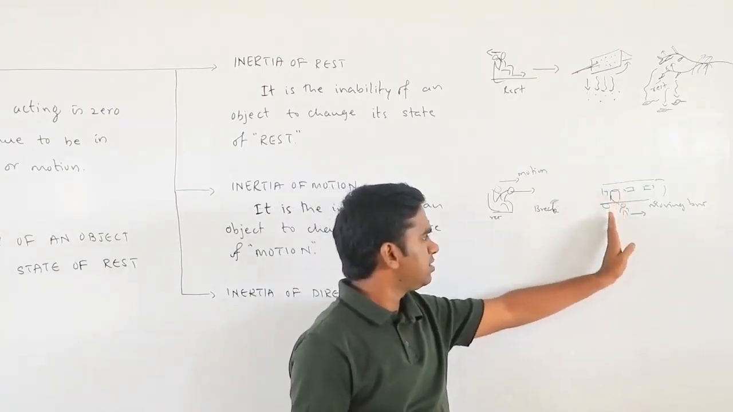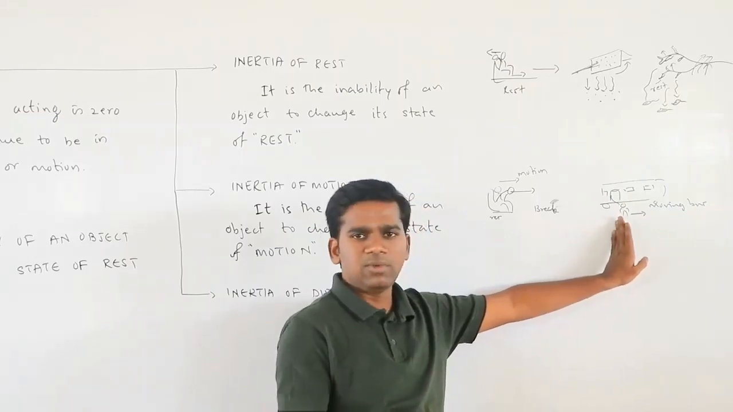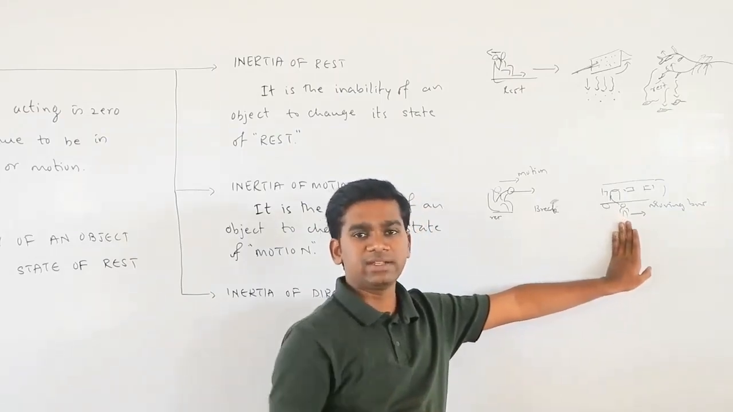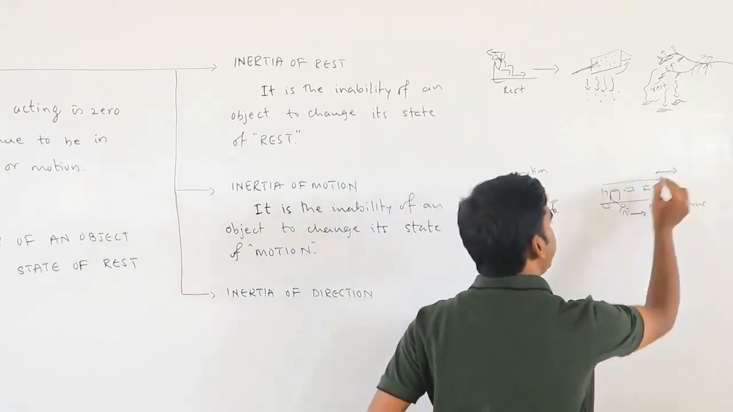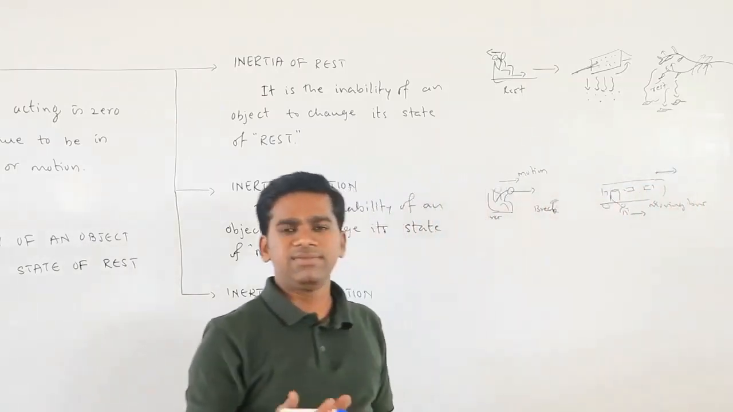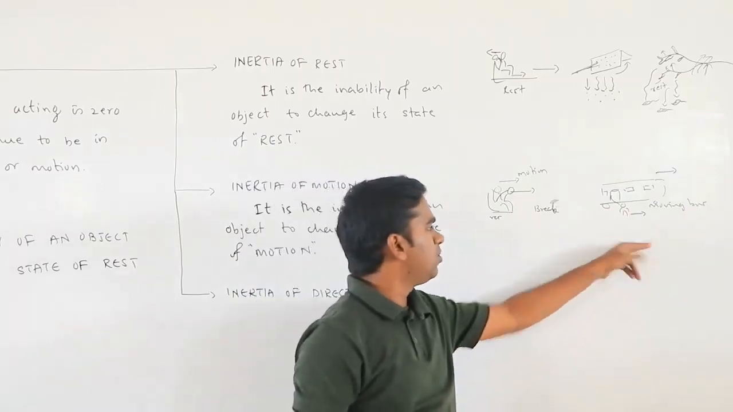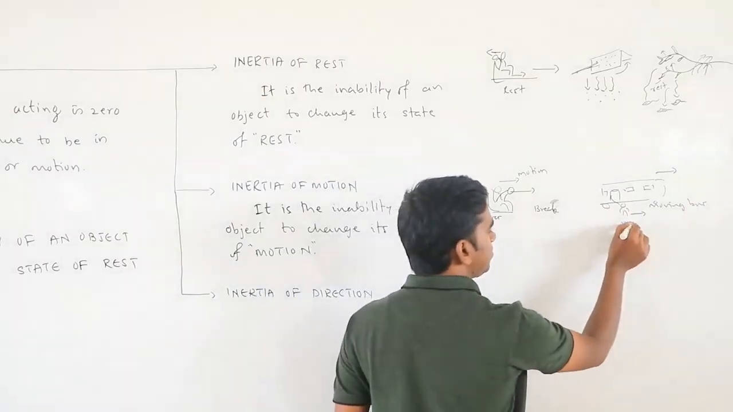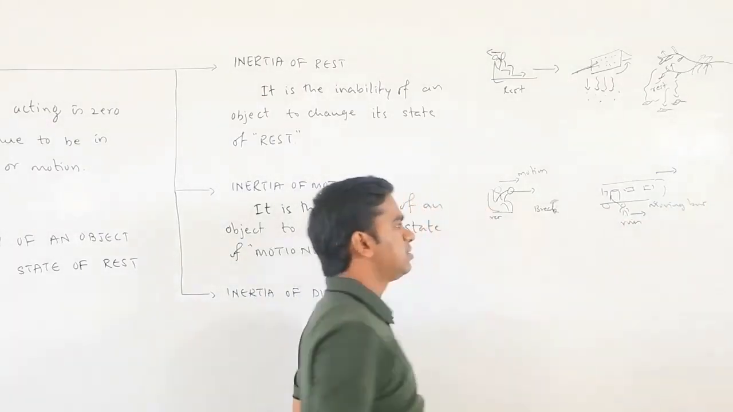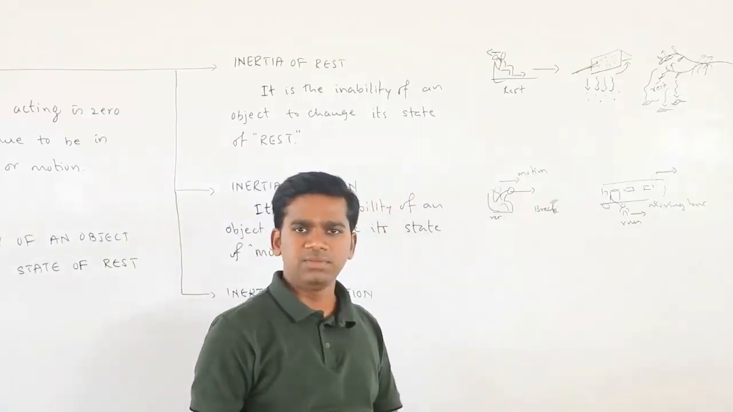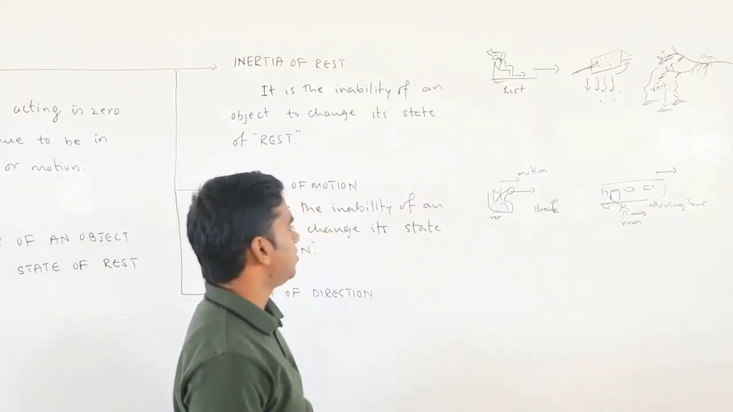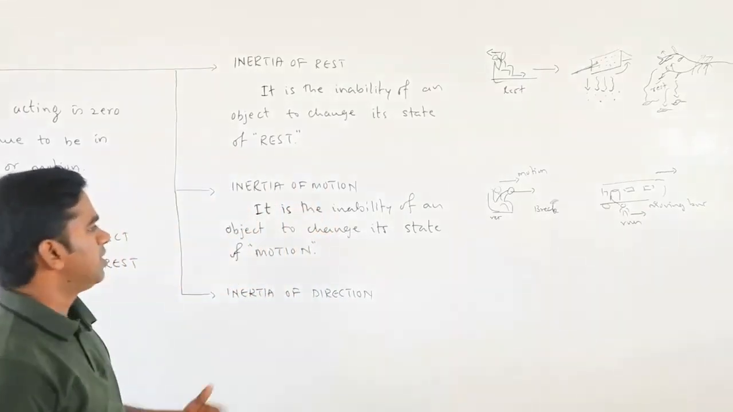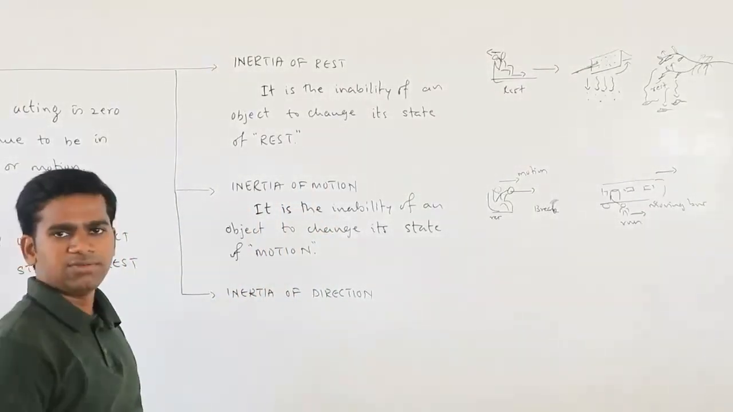If you simply jump from there, you will obviously fall down in the forward direction, because the bus is moving in a forward direction. So to avoid falling down, you have to run for some distance in the direction of the motion, not in the opposite direction. That is the best example for the inertia of motion.